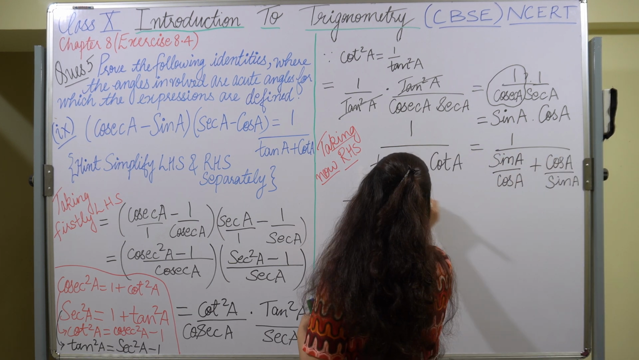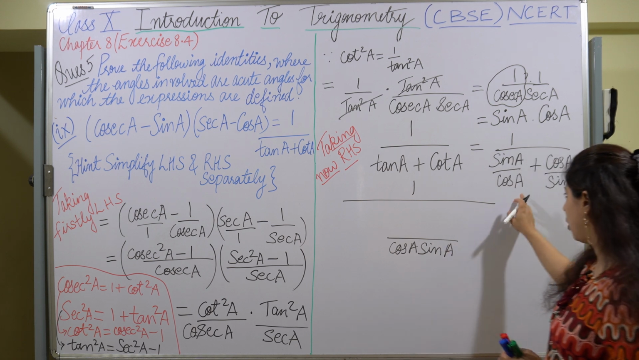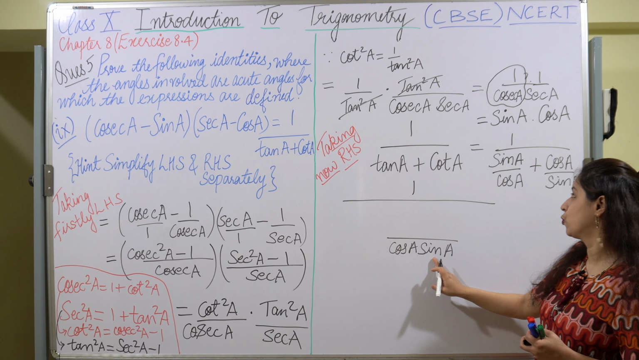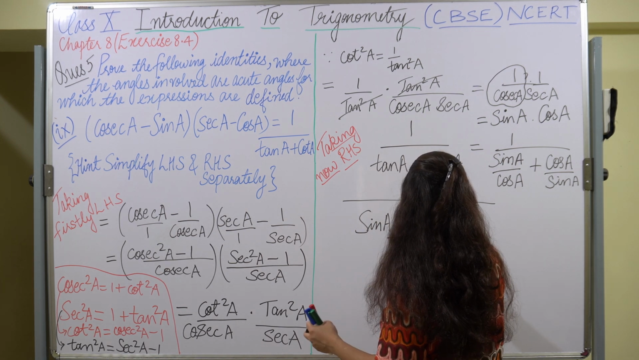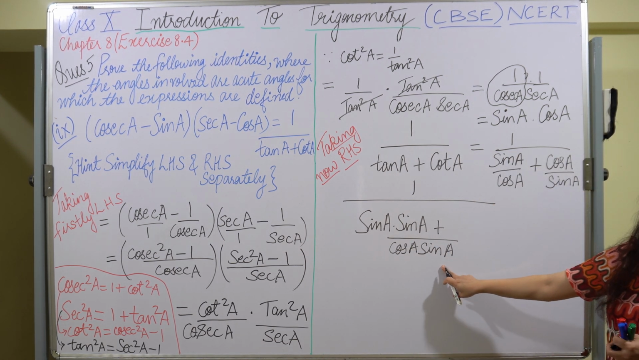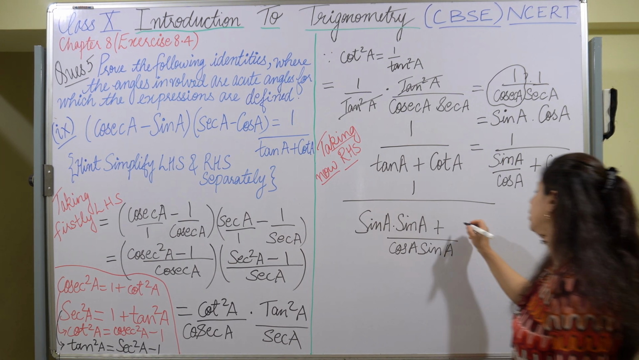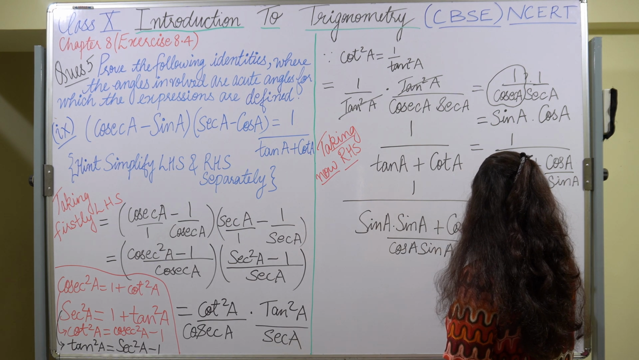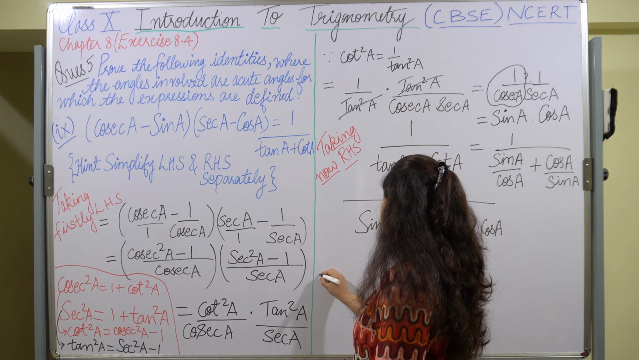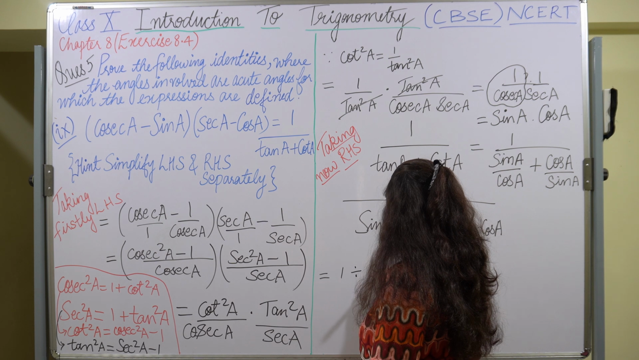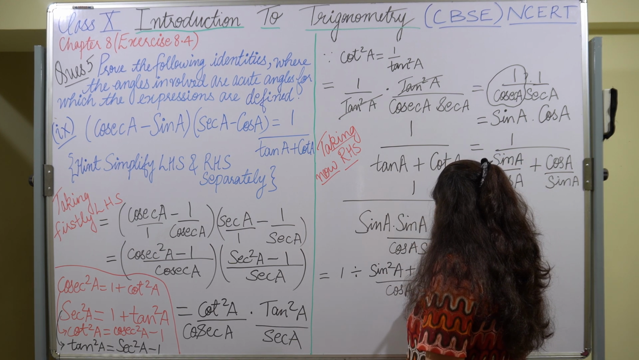Taking the LCM in the denominator, the LCM will be cos A sin A. Now cos will go one time, but sin is left, so here I will be getting sin A into sin A, plus similarly sin A will go in sin A one time, but cos A is left, so cos A into cos A. So ultimately it is in the form of 1 divided by (sin square A plus cos square A) upon cos A sin A.